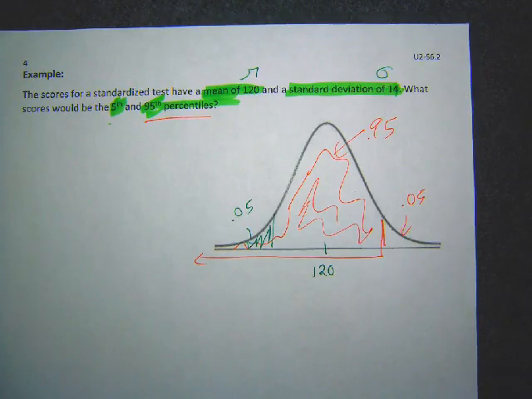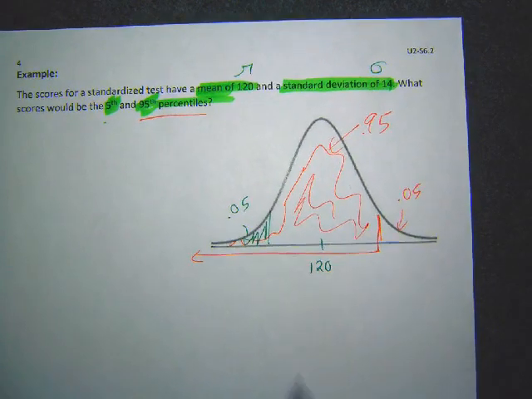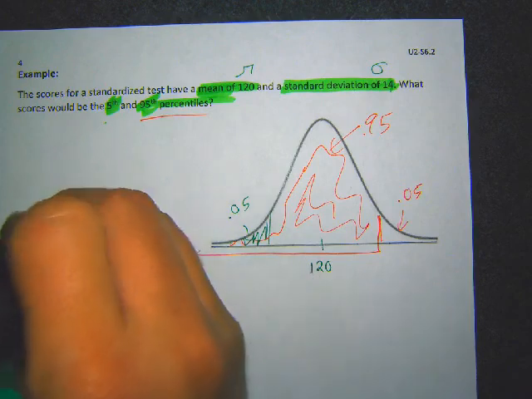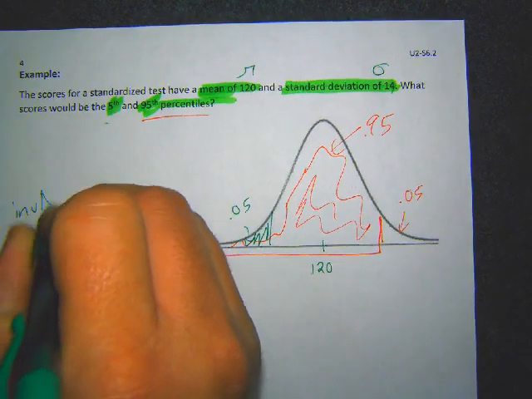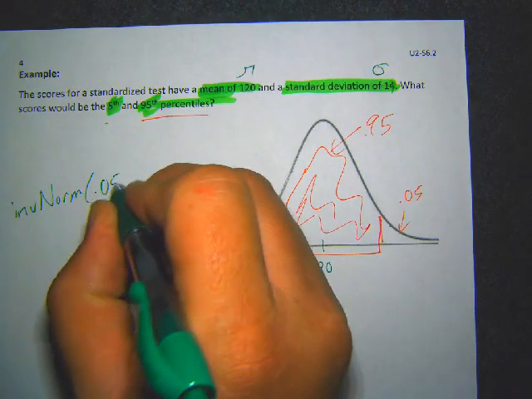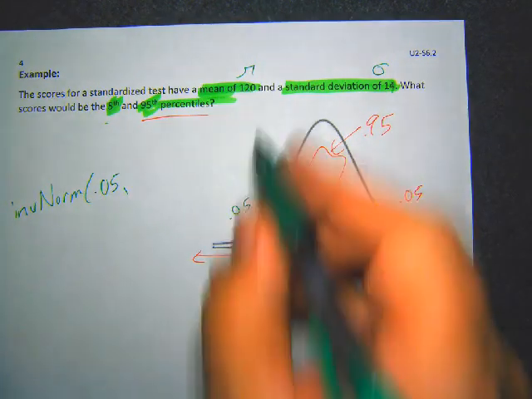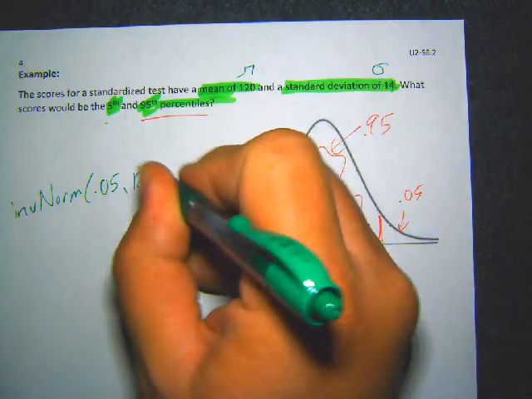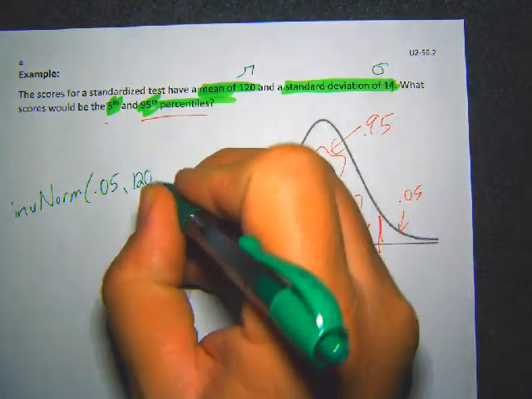Well, to find the 5% value, because that's area to the left like this, we're just going to use that inverse norm again. So inverse norm. Area is 0.05, because that's the area to the left. The mean they gave us is 120, so that's our mean. And the standard deviation they gave us is 14.